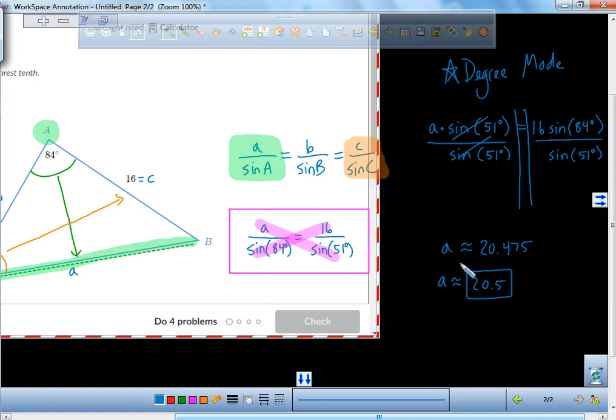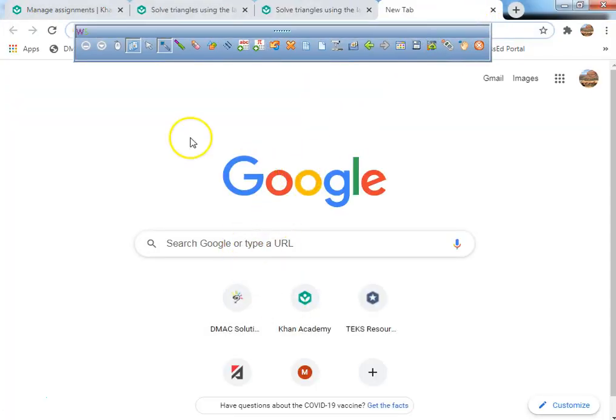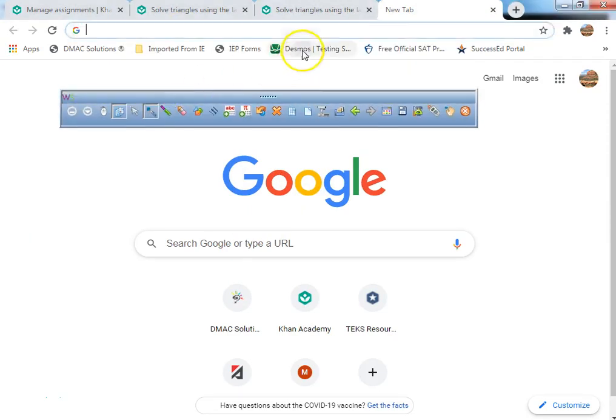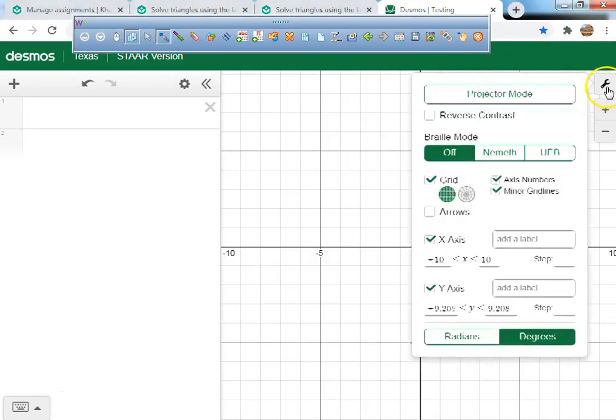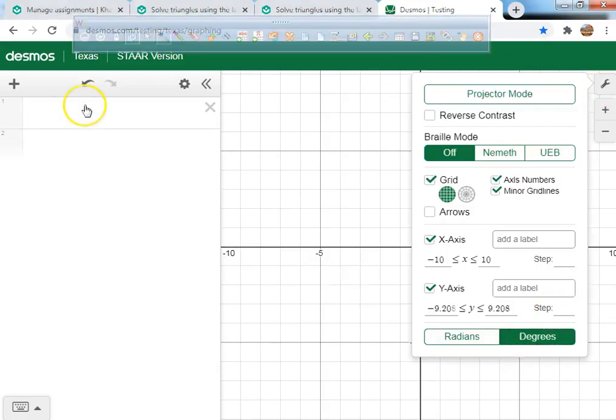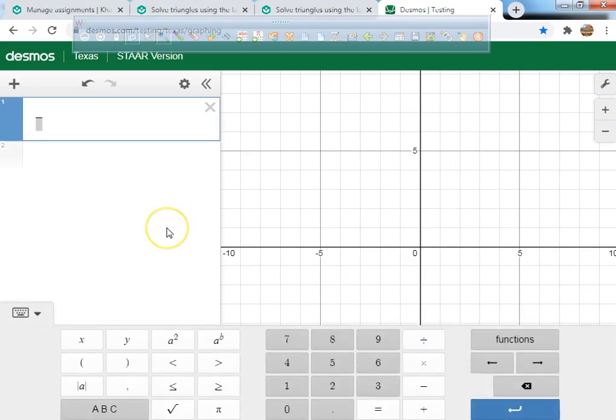Now let's say you don't have a graphing calculator at home, but you do have this thing called Desmos. Some people don't have graphing calculators, and that's okay. I'm just going to go to Desmos real quick. Even if I did test mode, it'll still work. The only thing is you've got to make sure you're in degree mode. So I could make a little fraction bar right here. And it was 16, was it sine 84? And then this was divided by the sine of 51.